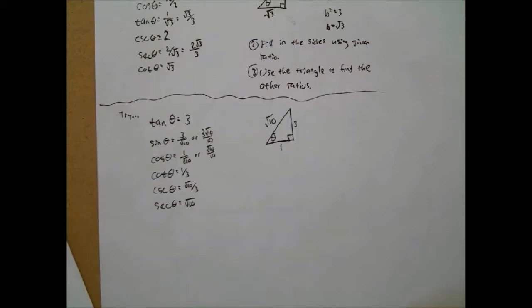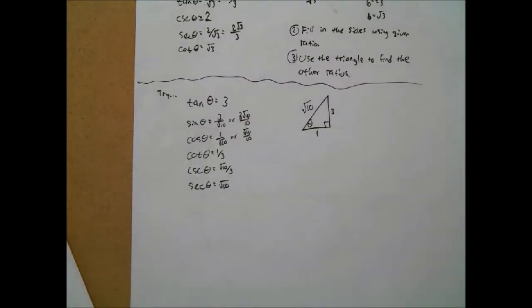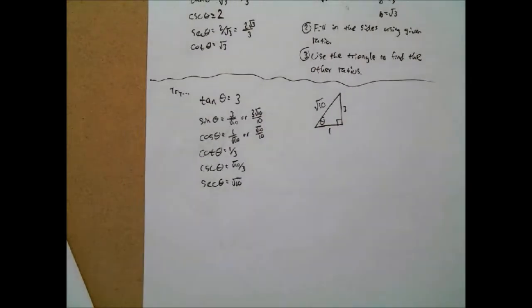Hopefully you got something like this. Tangent theta is 3. So what does that mean? Well, sine then has to be 3 over root 10 or 3 root 10 over 10 if you rationalize. Cosine 1 over root 10 or root 10 over 10. Cotangent 1 over 3. Cosecant root 10 over 3. Secant theta root 10. Okay.